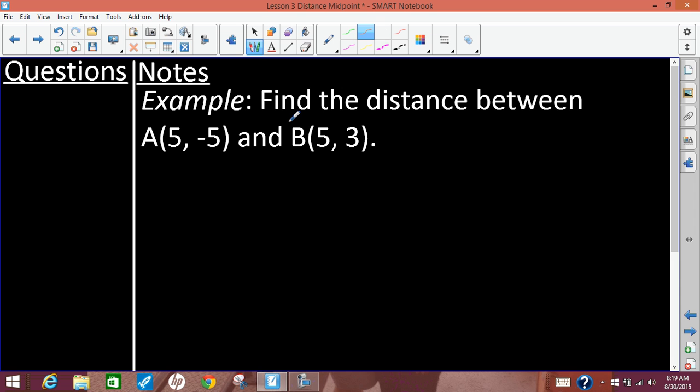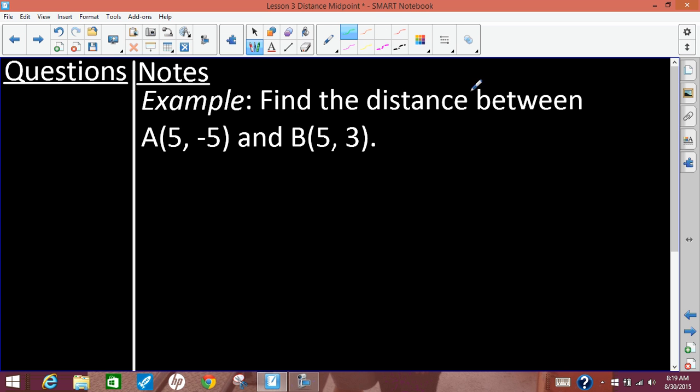So I want you to find the distance between A and B, very similar to what we just did. I want you to subtract the x's to find A, subtract the y's to find B, and then solve for C. So pause the video, try that now. If you're stuck, or when you get to the answer, press play, and I'll go over the answer.